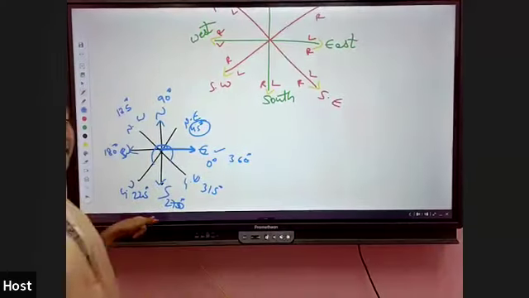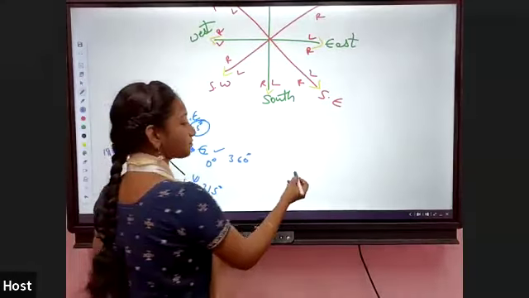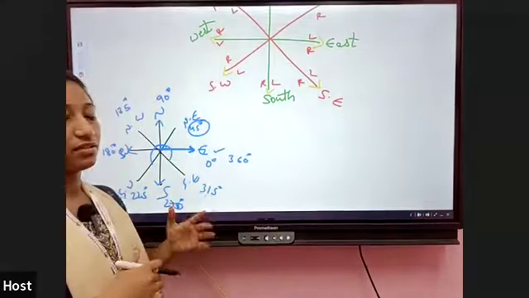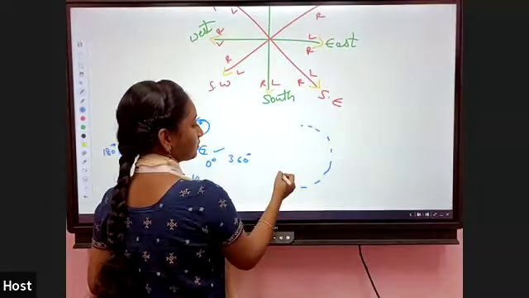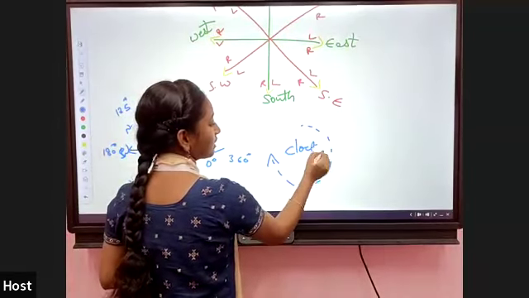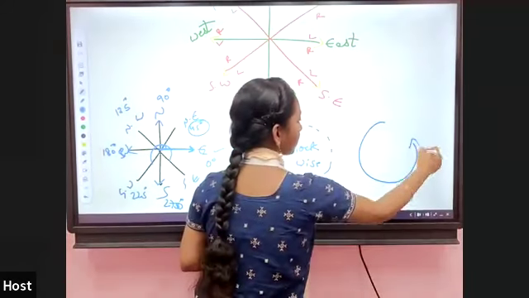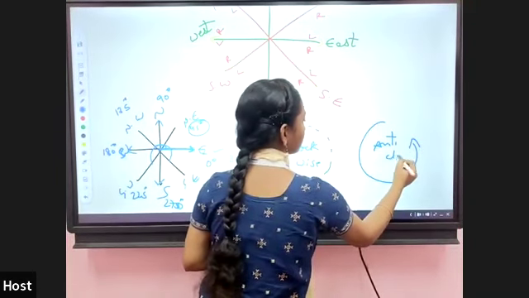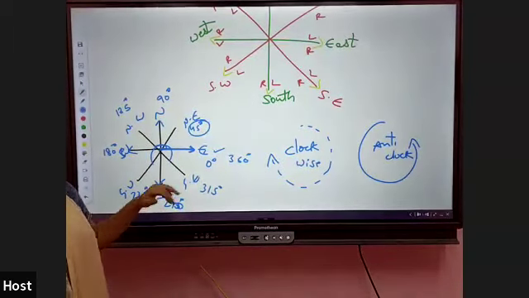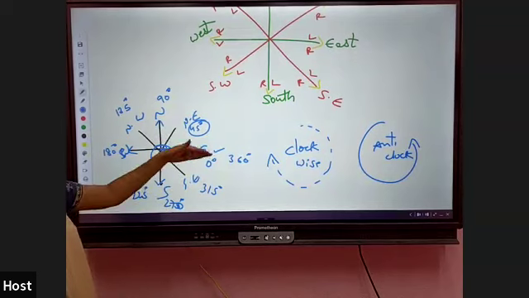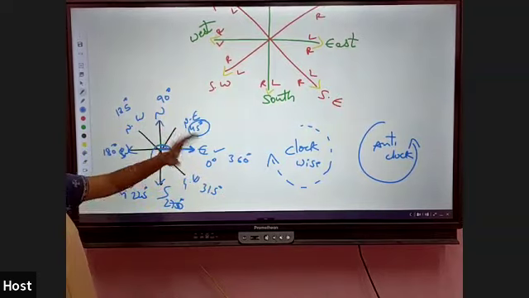Here we took the anti-clockwise direction. What is anti-clockwise and clockwise direction? The moving direction of a clock is called clockwise direction. The clock will move like this. So this is called clockwise direction. And this reverse direction is called anti-clockwise direction. Here we took anti-clockwise direction, like this. In reverse we are going. From east to east it is 360 degrees. From east to north it is 90 degrees.